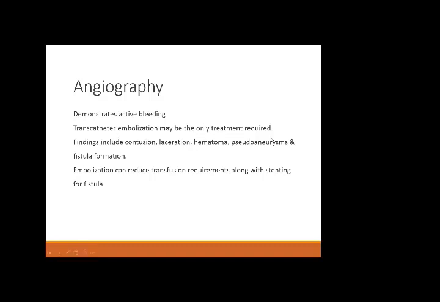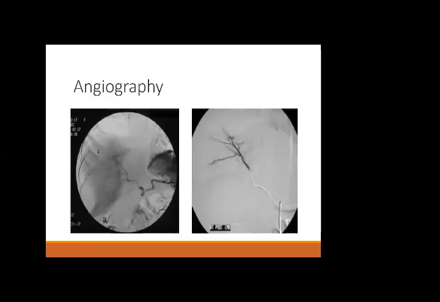But what this means is that through X-ray you embolize that point that is bleeding, and it will stop by spreading some oil and some gel. Findings by the angiography can be complicated, especially by the fistula formation. And after embolization, it can reduce transfusion requirement, along with the stent, and further, the stent is something to stop the bleeding.